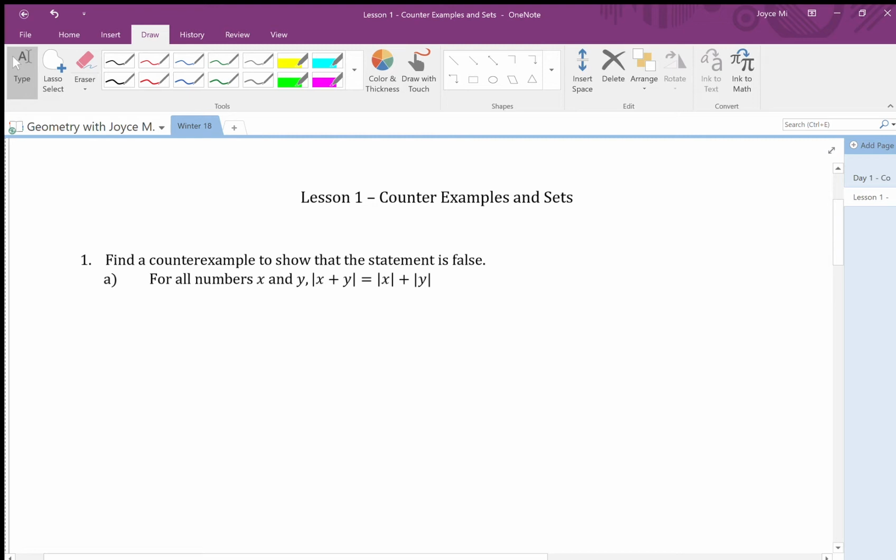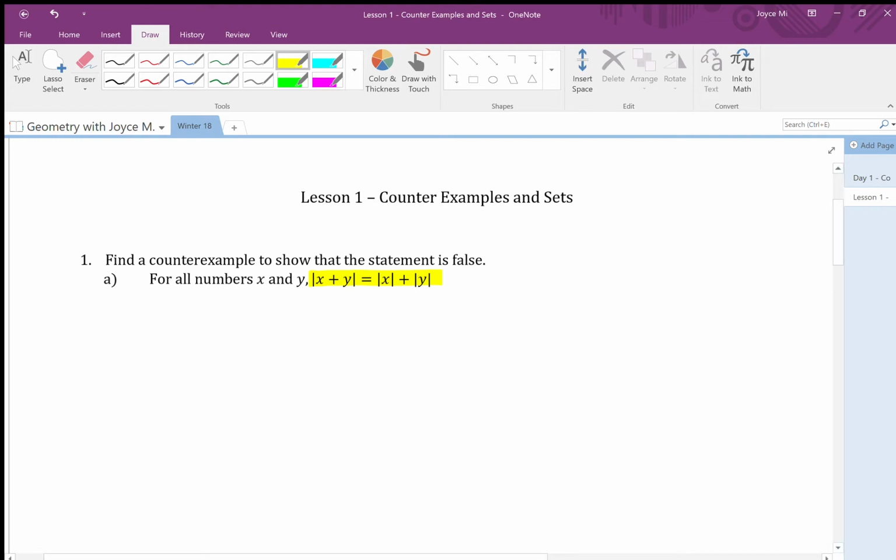Example 1. Find a counterexample to show the statement is false. A counterexample is an instance that shows this statement is false. Remember, this statement says for all numbers x and y, the absolute value of x plus y equals the absolute value of x plus the absolute value of y. This tells me this is always true.